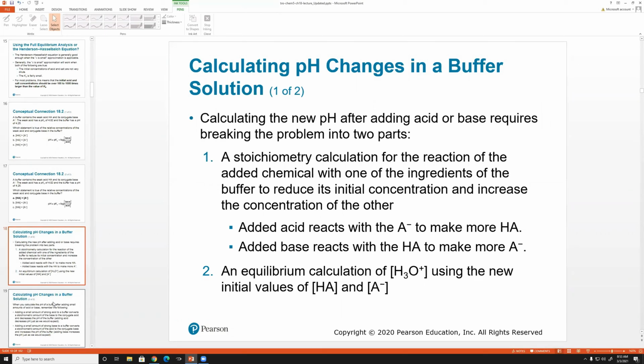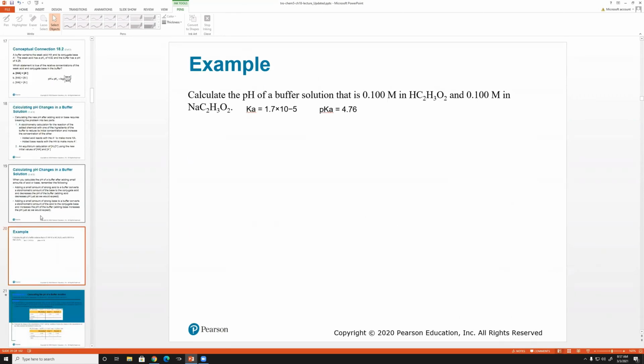So we can use ICE charts to calculate the change in pH when you add either an acid or a base to the solution. If you have added acid, it reacts with the conjugate base to make more of the acid. If you add base, it reacts with the acid to make more of the conjugate base. So based on what you're adding, you know which way the equilibrium is going. Now for calculating the pH of any buffer solution, we can just throw it in the Henderson-Hasselbalch equation. But when we make the change, that's when we have to use the ICE chart, meaning when we add acid or base to the buffer solution.